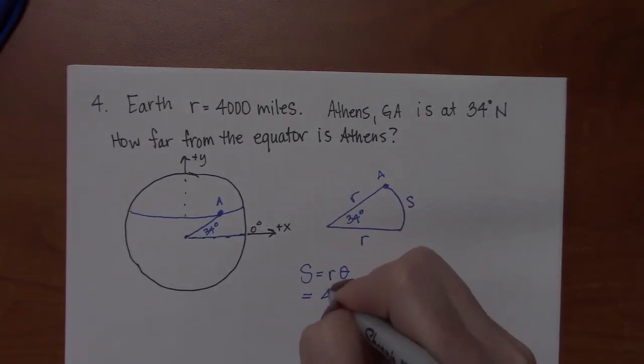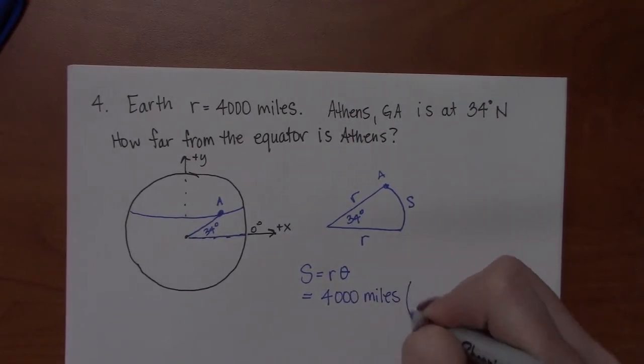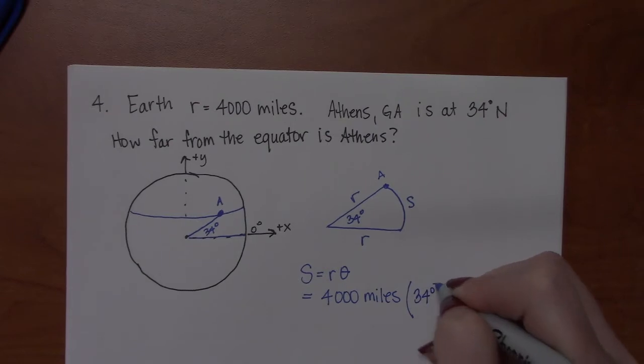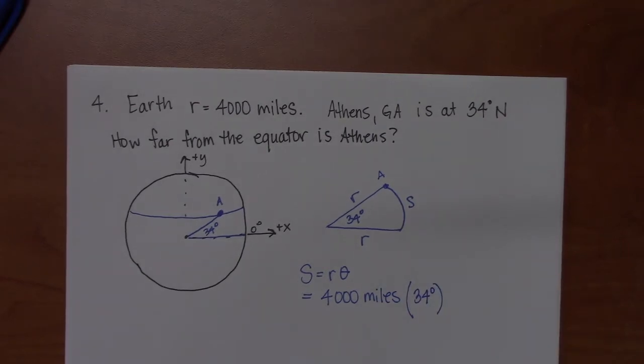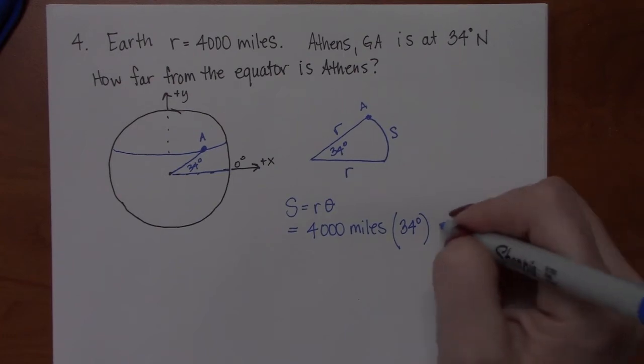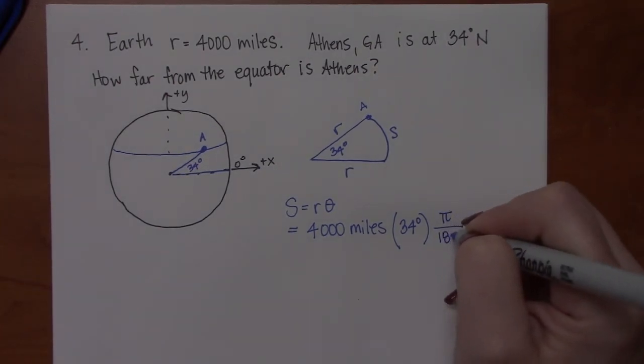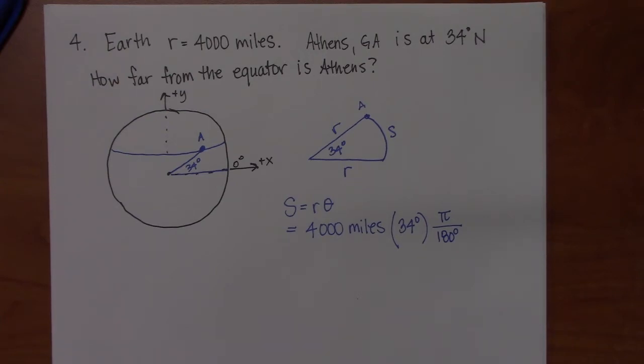Well, r was given in the problem as 4,000 miles. Theta was given as 34 degrees, but I have to convert degrees into radians. So just like if you were converting miles into feet, you just have to know the relationship between the two variables. So we know that pi is 180 degrees. So you can see here degrees would cancel and you end up in radians.